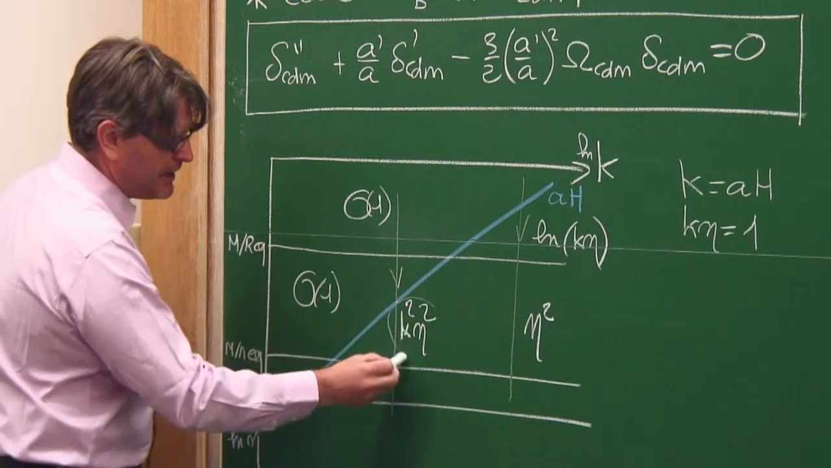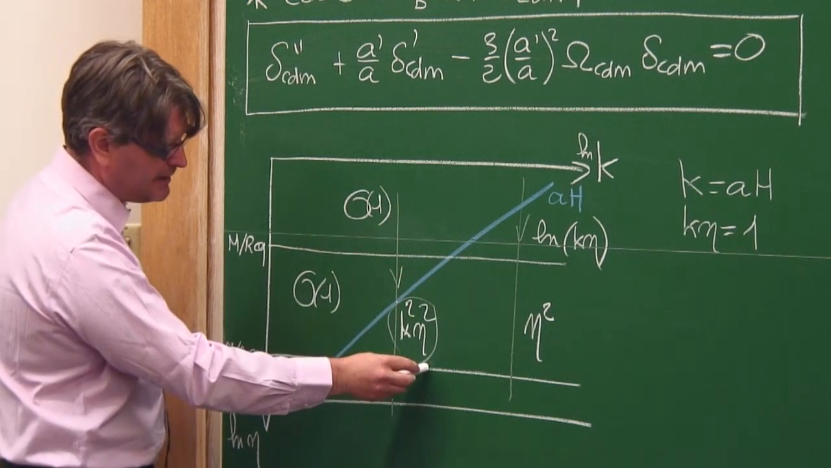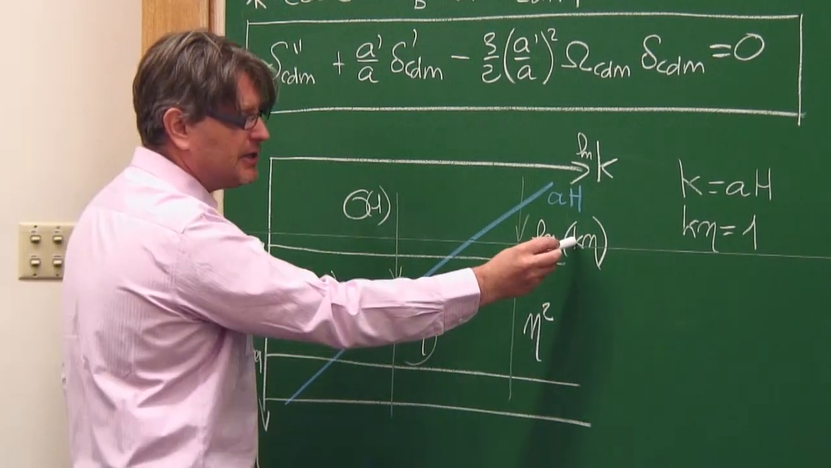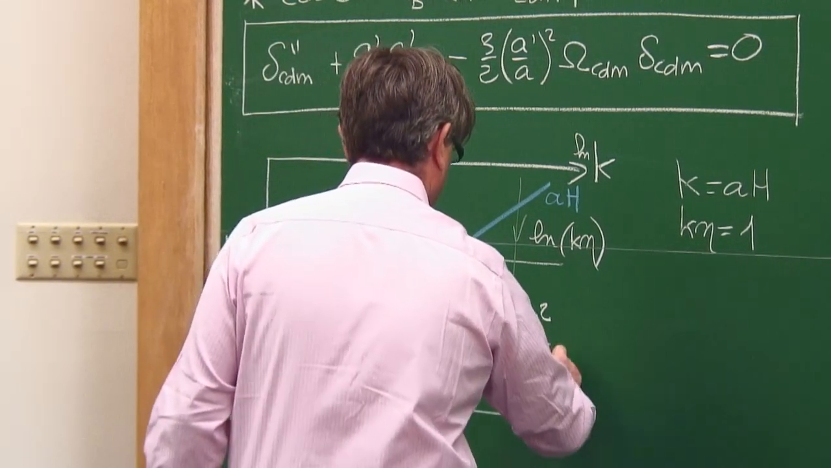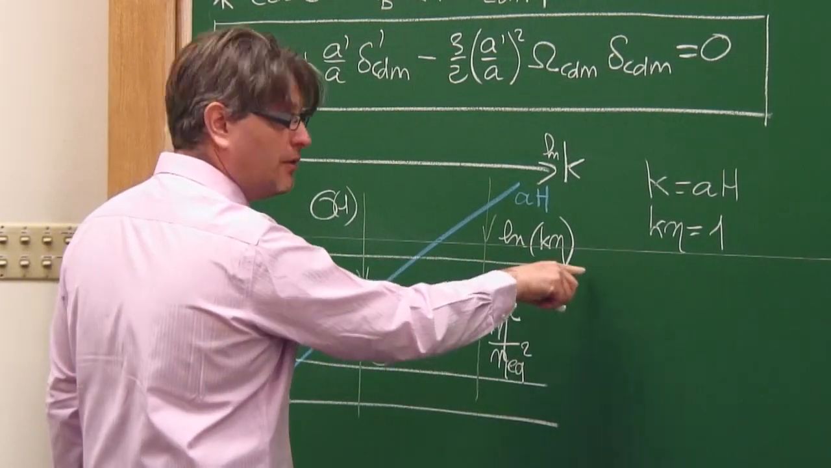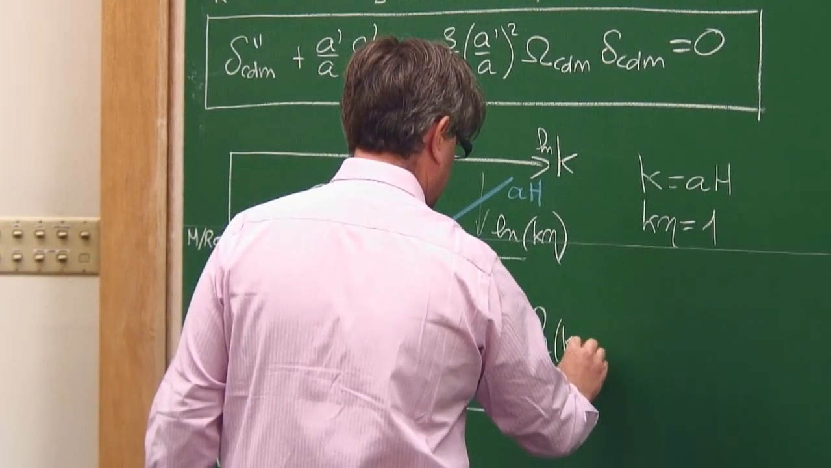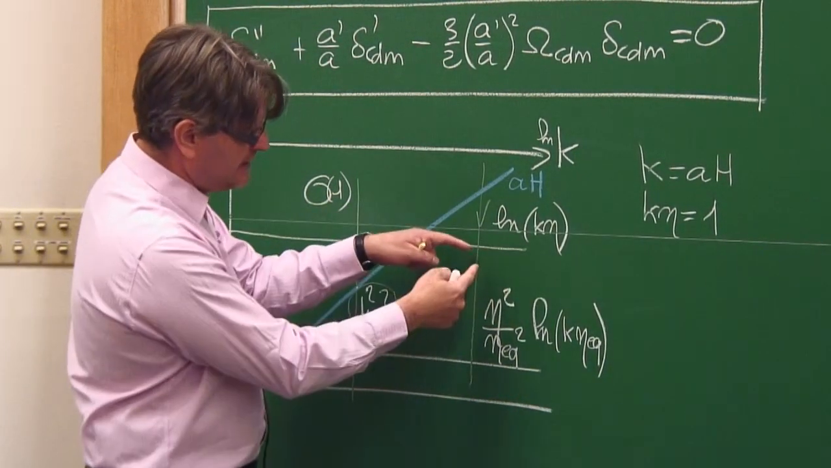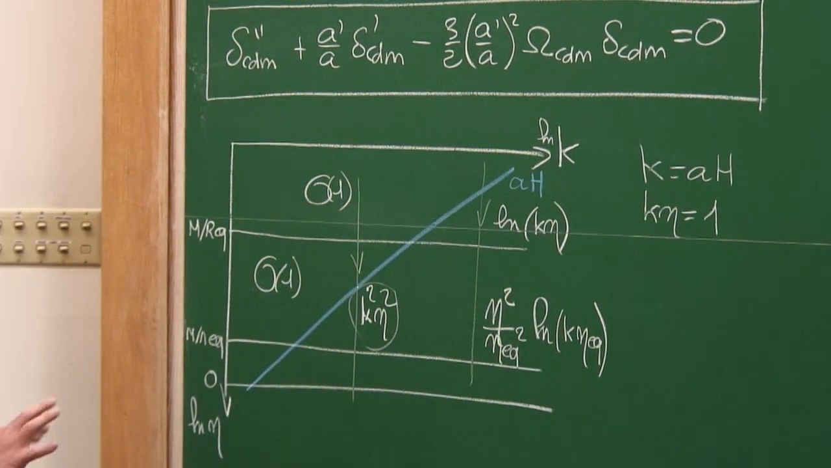So this solution is the correct one because it is still 1 on the line of Hubble crossing, and then it grows like eta squared. The solution here grows like eta squared, starting from this value. So I should write it as eta squared over eta of equality squared times the value along this line, which is a log of k eta equality. So here I have k eta equality, and then it grows like eta squared. Okay? So these are the solutions, very easy.